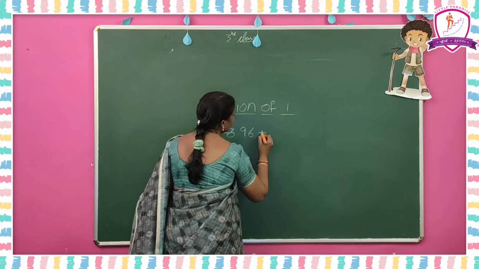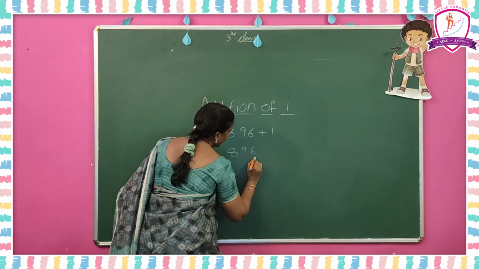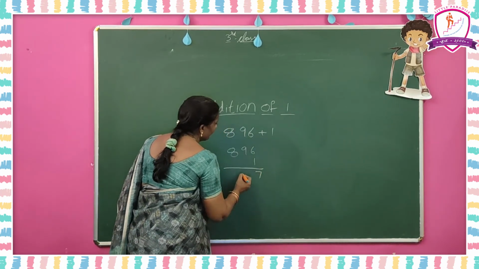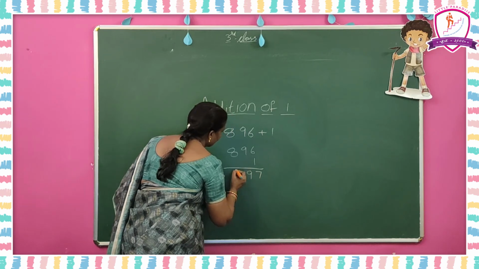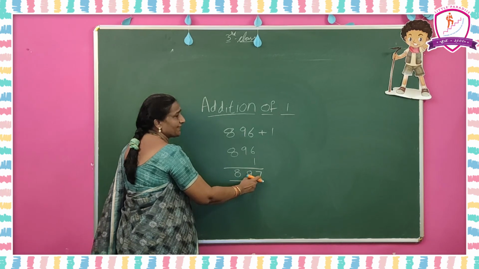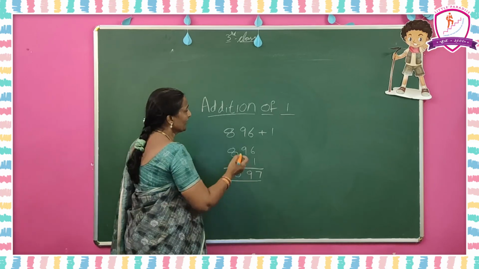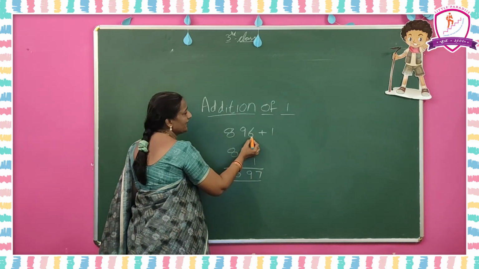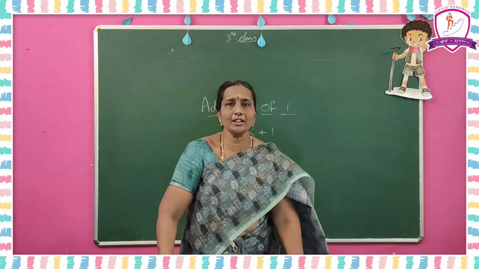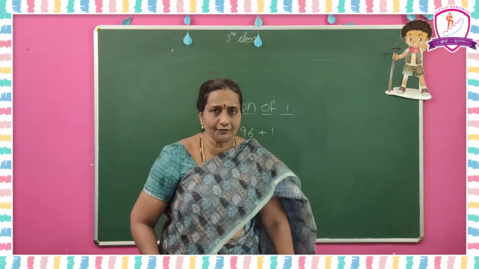896 plus 1. Write in columns: 896 and take 1 in the ones column. Add these two numbers. 6 plus 1 is 7. 9 comes under the tens column, 8 under the hundreds column. We got 897. What is the successor of 896? The successor means the number after. What is the number after 896? 897. This is addition of 1. If we add 1 to any number, we get the successor of that number.